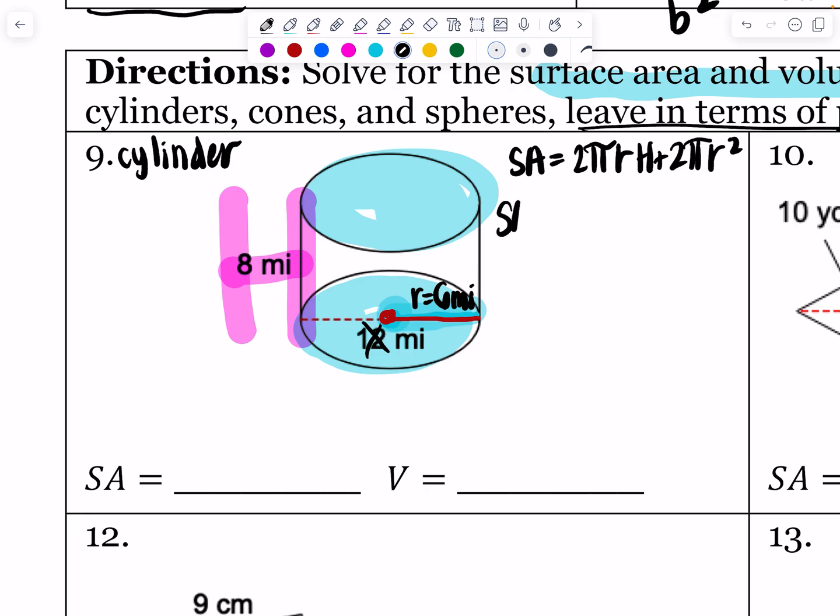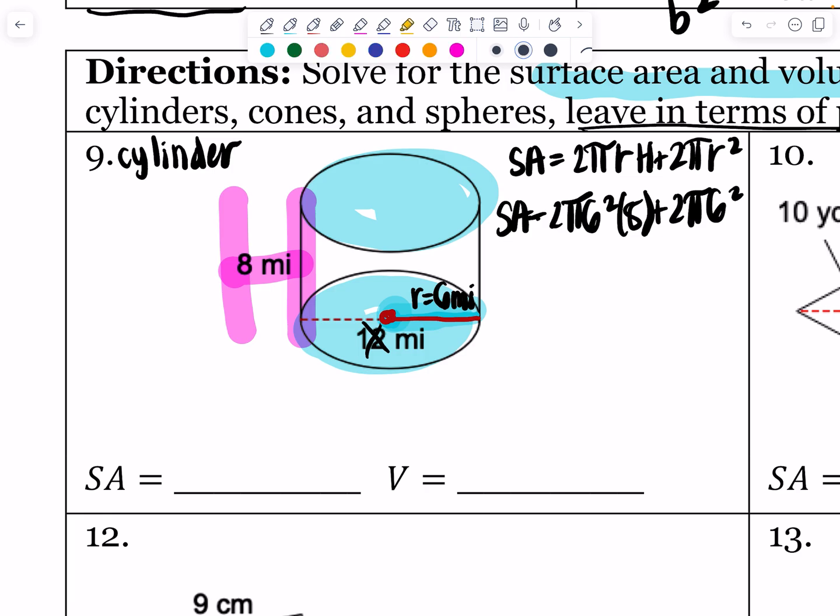That is going to be surface area equals 2 pi 6 squared times my height, which is 8, plus 2 pi 6 squared. That was horrible handwriting. Hold on, 2 pi 6 squared. I'm a math major, so I have to write a good pi.